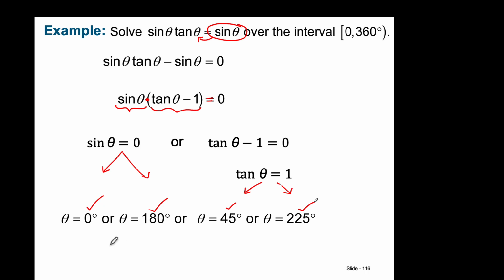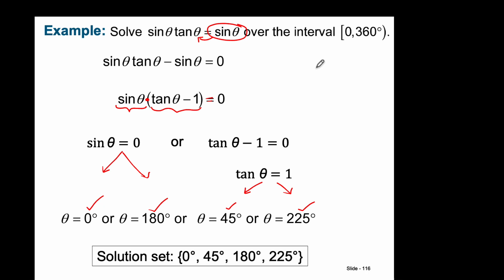So we found 4 possible values for theta. They are all within our interval 0 to 360 degrees. All 4 of these would make sine of theta times tangent theta equal to sine of theta. Writing that up as a solution set, we list the 0, the 45, the 180, and the 225 degrees.